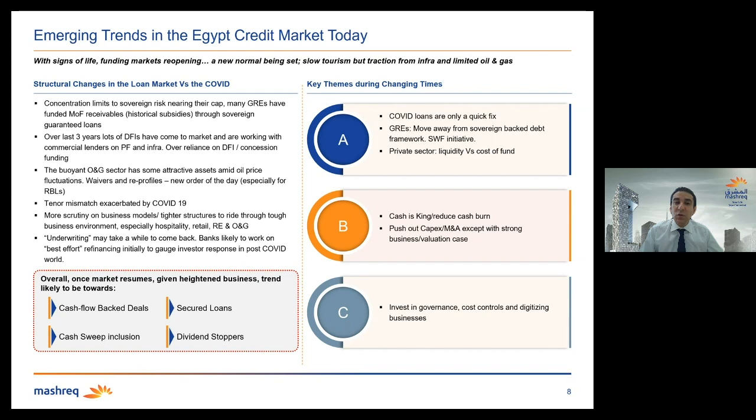However, this situation has probably shown a few of the challenges and weaknesses that are faced by the borrowers on the ground. The key one to note is, of course, the concentration limits of local lenders that are hitting their caps. There's also an over-reliance on the concession money coming from the DFIs and the multilateral agencies, less so from the commercial banks. And of course, there's a lot of cash burn.